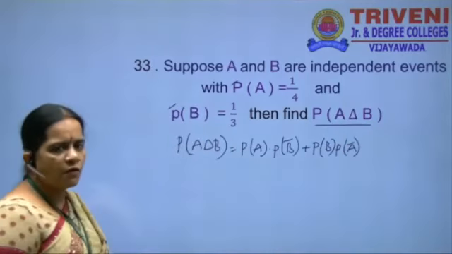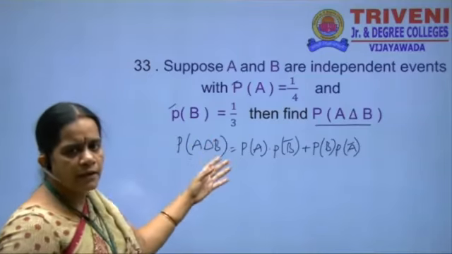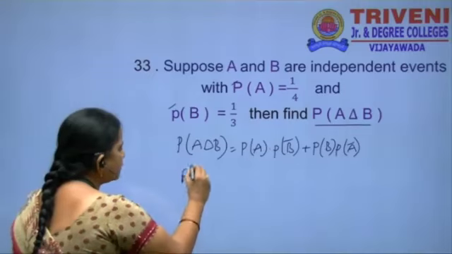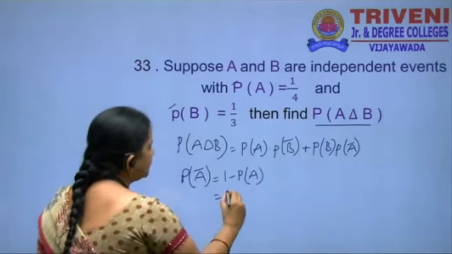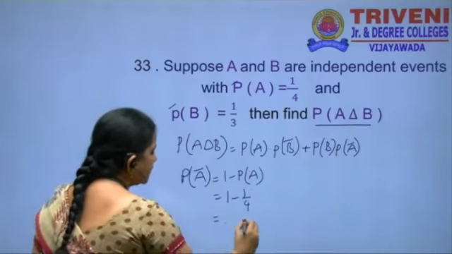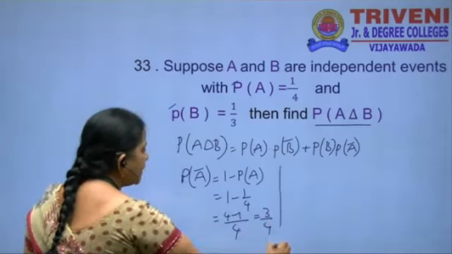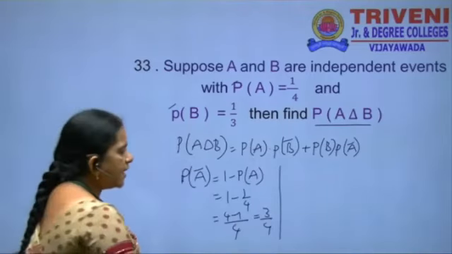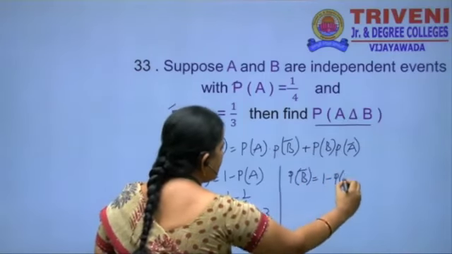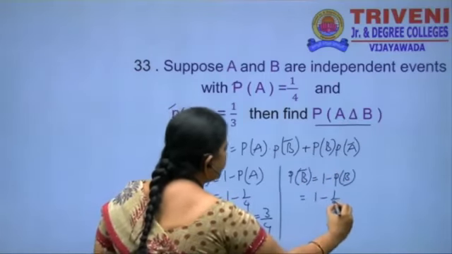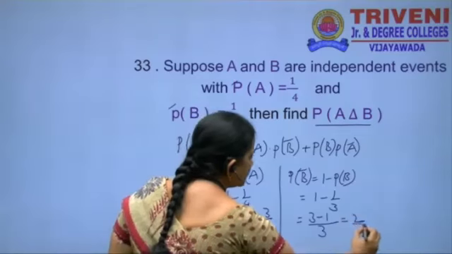We know the values of P of A and P of B, but we don't know the values of P of A bar and P of B bar. First we have to find the value of P of A bar, which is equal to 1 minus P of A, that is equal to 1 minus 1 by 4. Here the LCM is 4. 4 minus 1, 3. 3 by 4. Similarly, we have to find the value of P of B bar. P of B bar is 1 minus P of B, that is equal to 1 minus 1 by 3. Here the LCM is 3. 3 minus 1, 2 by 3.